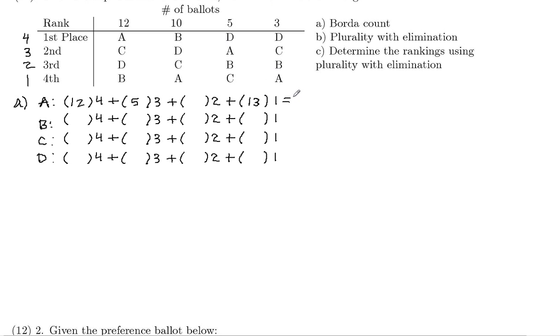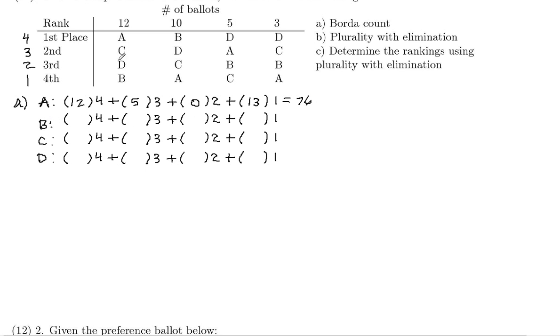And we add those up. So we got 4 times 12 is 48, plus 15. And, oh wait, I didn't fill in our third place votes. That was 0. Yeah, that's why I didn't fill it in. 0 and then 13. So that gives us a total of 76 points for A.